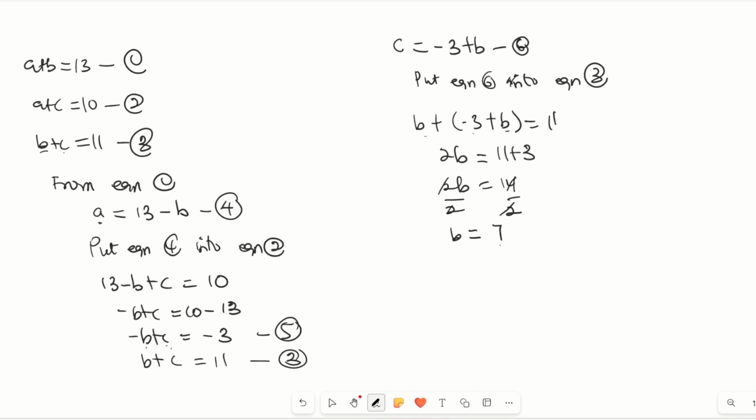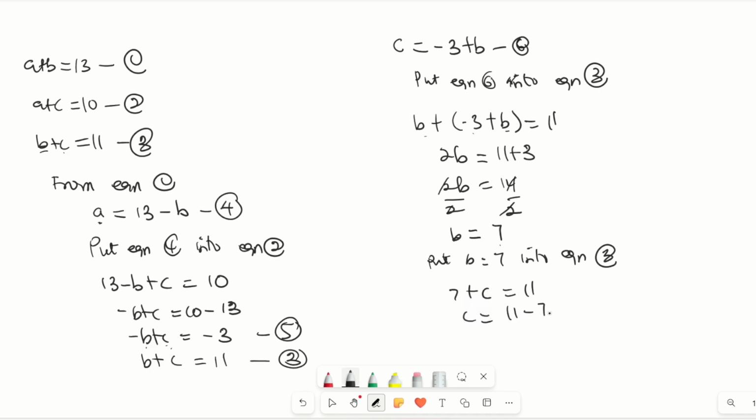So we can put the value of B in equation 3 and find C, right? So we are putting B, which is equal to 7, into equation 3, right? So it means we have 7 plus C to be equal to 11. So our C is equal to 11 minus 7. So our C would give us 4. So we have our C.